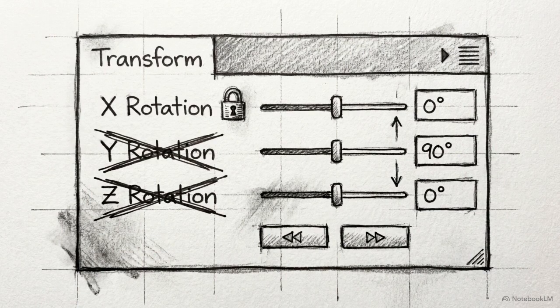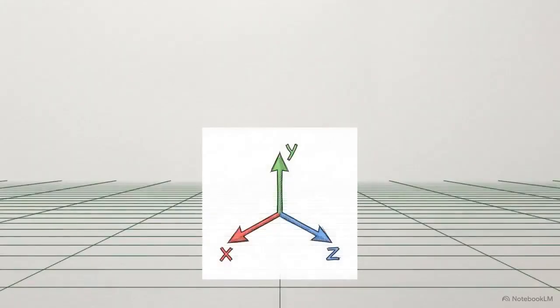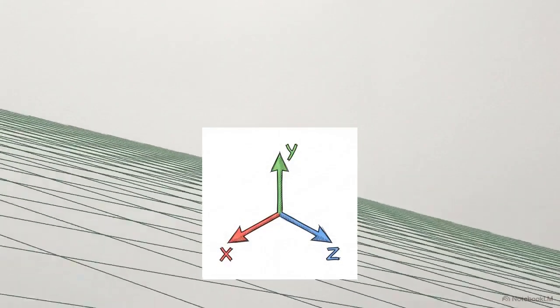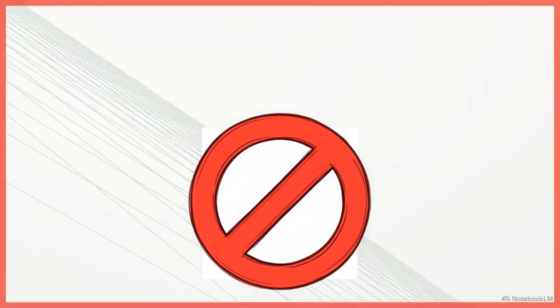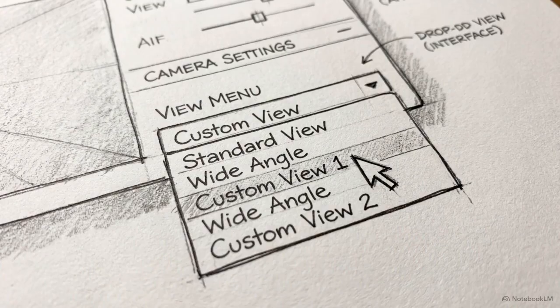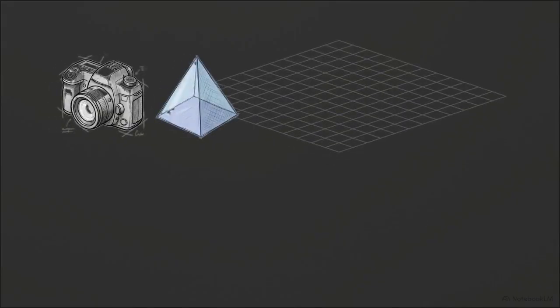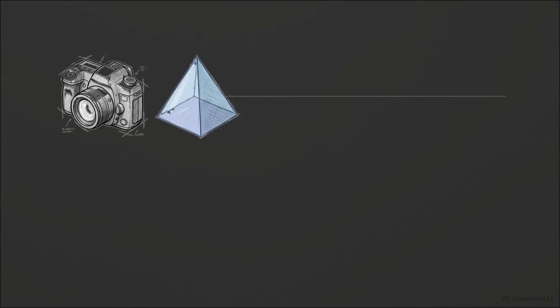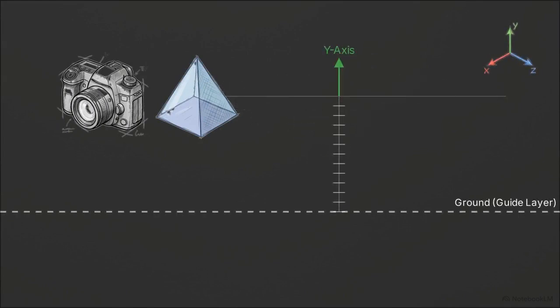Ensure you do not change the Y or Z rotation values. Any adjustments on those axes will warp the grid and cause the virtual floor to tilt, breaking the perspective of the scene. Now, switch your workspace to Custom View. This provides an objective, external perspective of the three-dimensional scene, allowing you to see how the camera and the grid are positioned relative to each other.